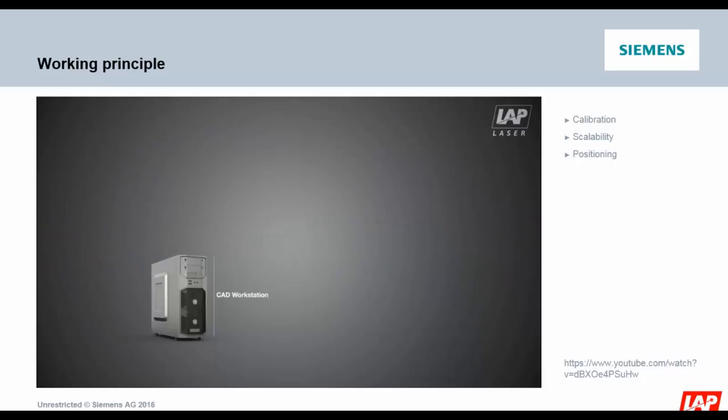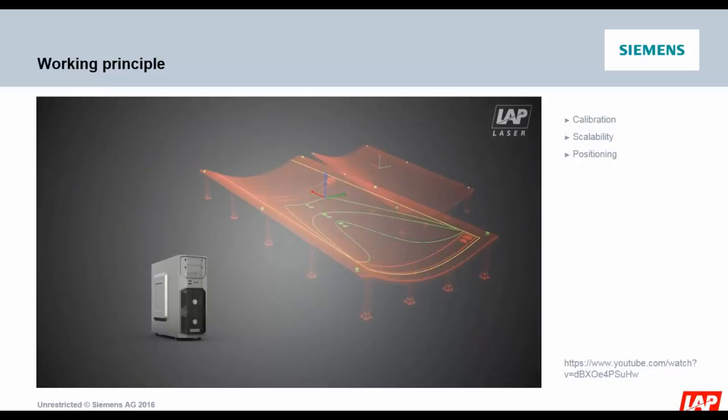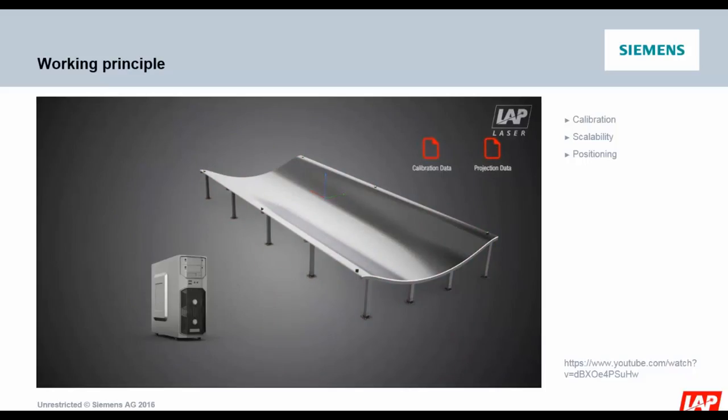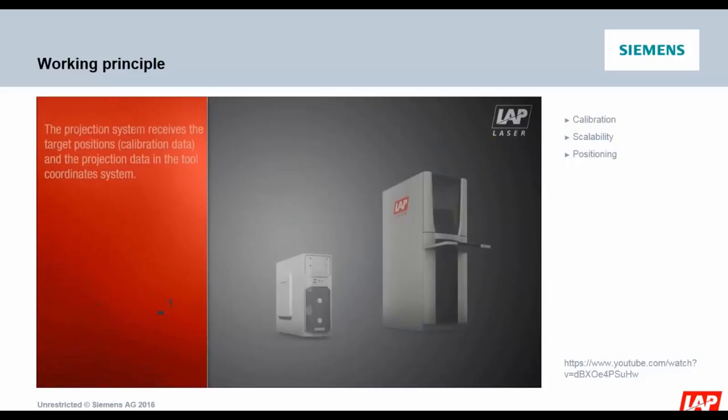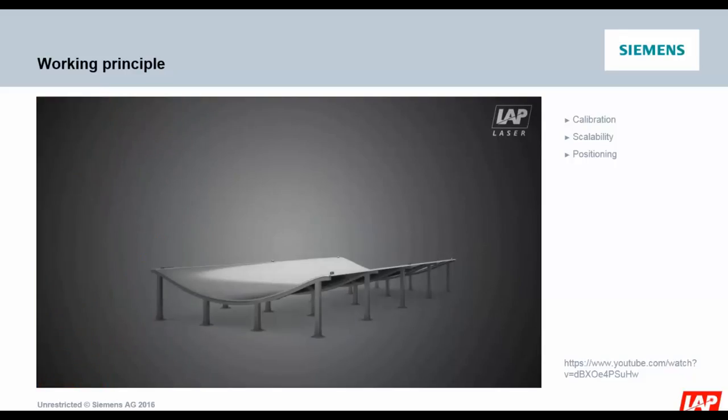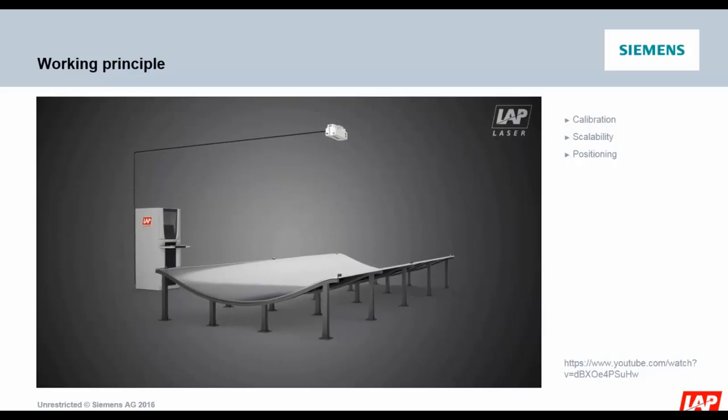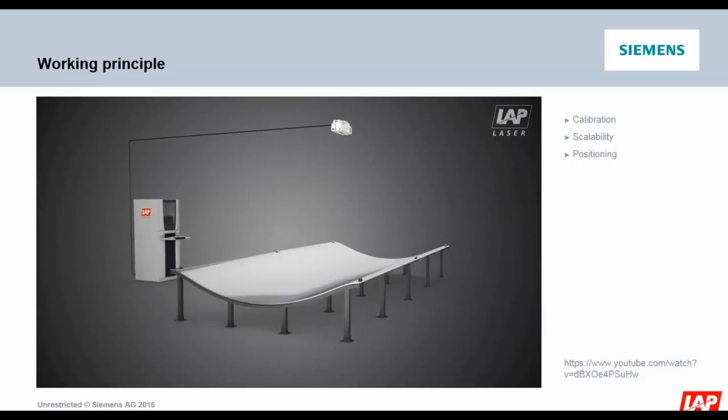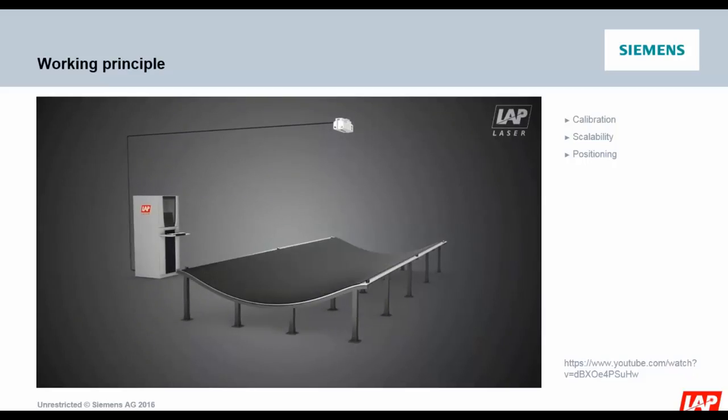Start with calibration. The laser projection is based on your CAD data that has been prepared for laser projection. For a precise one-to-one projection, calibration is necessary. The projection system requires the target positions, calibrating data, and the projection data and the tool coordinate systems. The basic calibration is required just once immediately after installation. Afterwards, the system checks the calibration automatically within seconds.